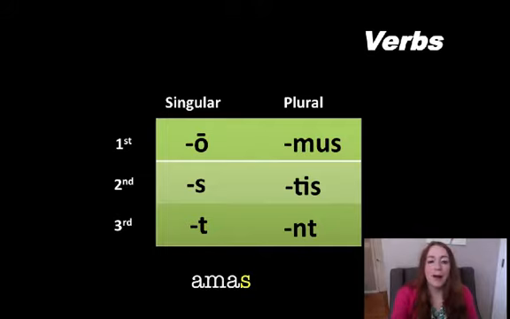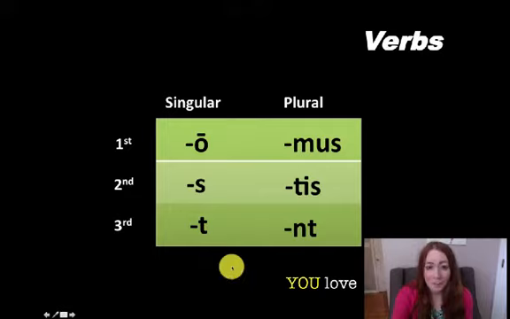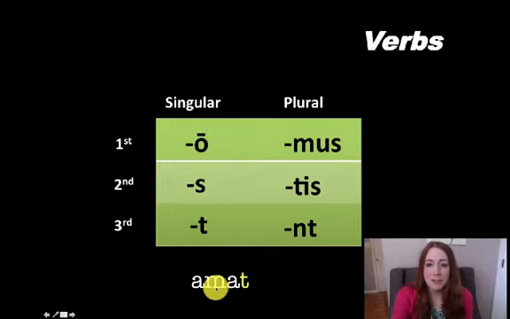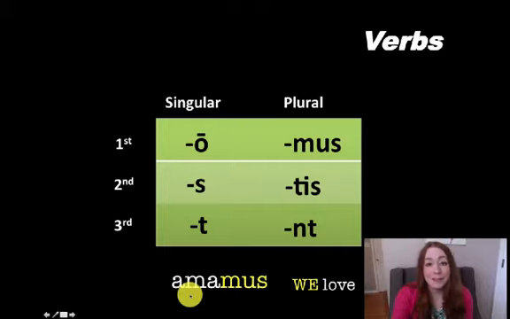If we take a look at a verb, amas, we have the stem here, am, which means love, and the S we know now represents you. If we put those together, the verb means you love. Let's take a look at amat. Amat, am still means love. The T ending represents he, she, or it. So therefore, this verb means he loves. Amamus has the mus ending. Mus represents we, and am is still the stem for love. So this verb now means we love.